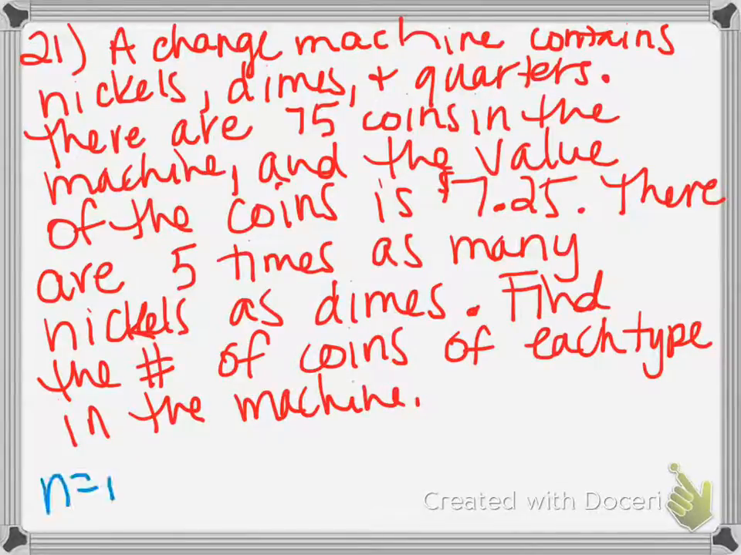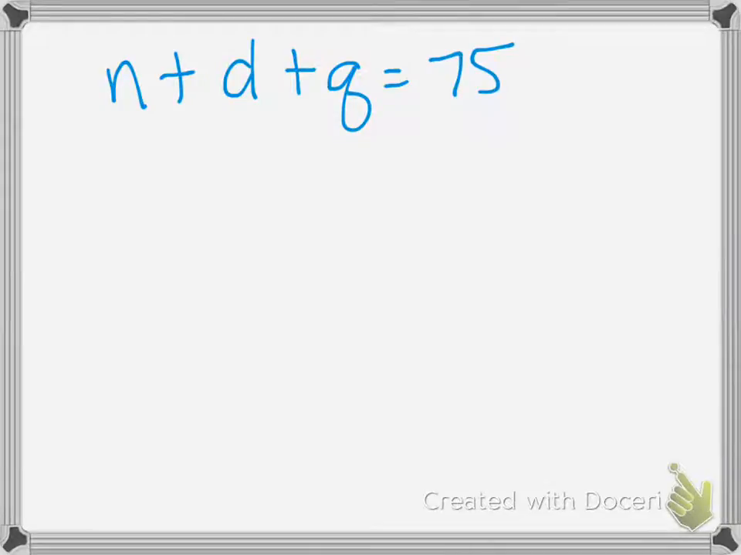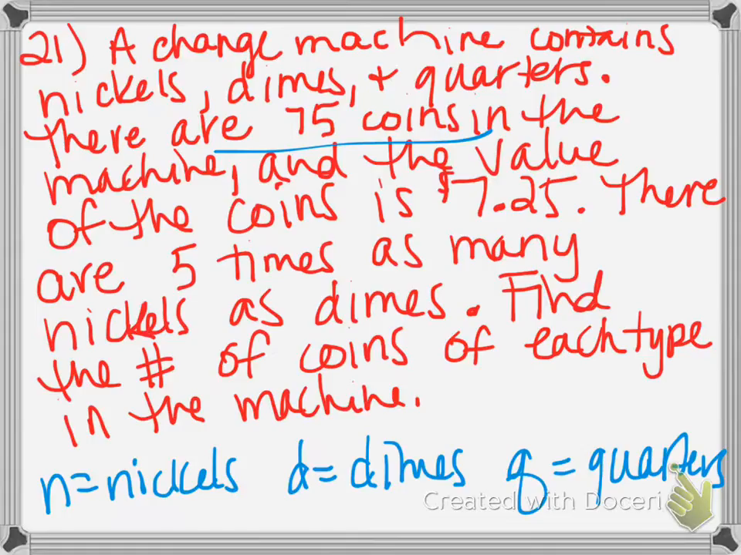Okay, so first of all, let's talk about the fact that we have nickels, dimes, and quarters. So I'm just going to do N equals nickels, D equals dimes, and Q equals quarters. Okay, and then let's take the obvious. There's 75 coins in the machine, so that means nickels plus dimes plus quarters is going to give me 75. That's one equation.